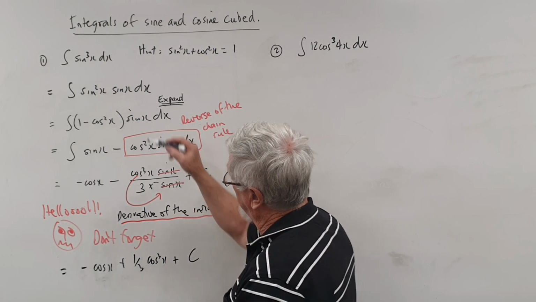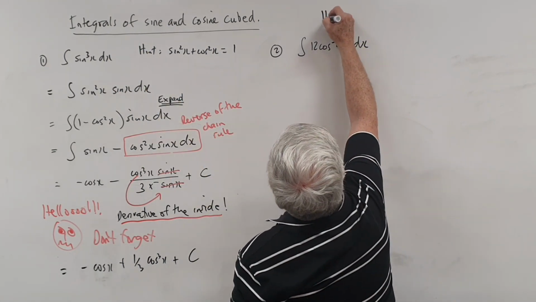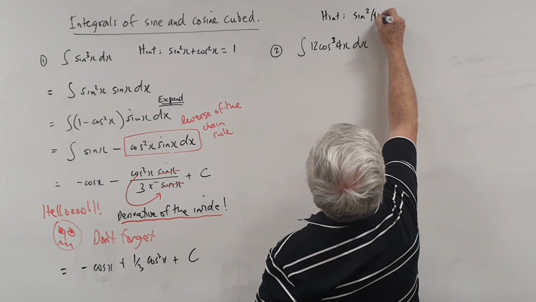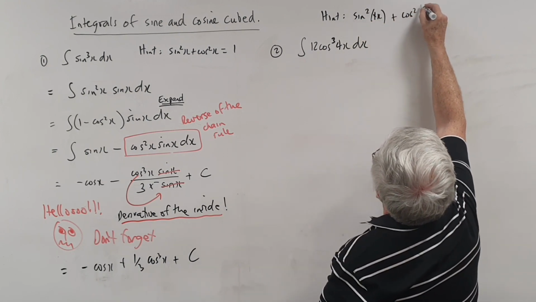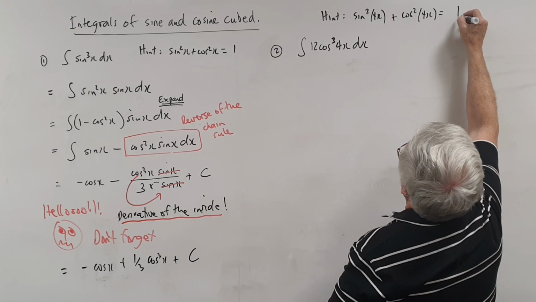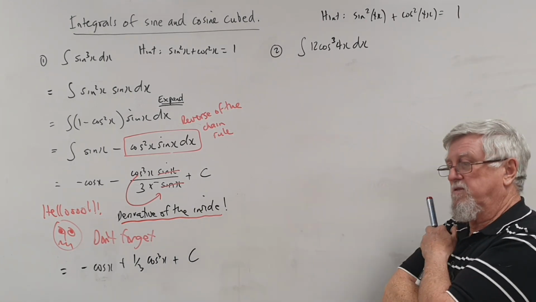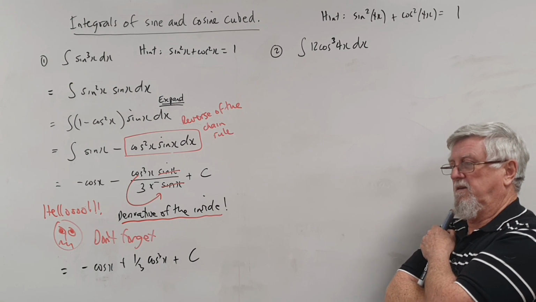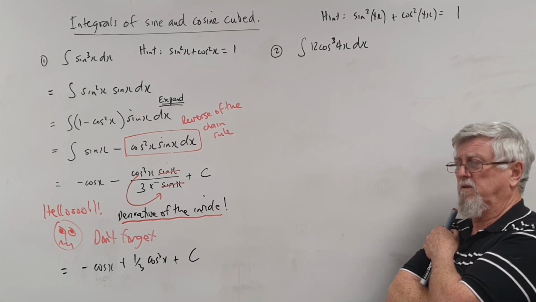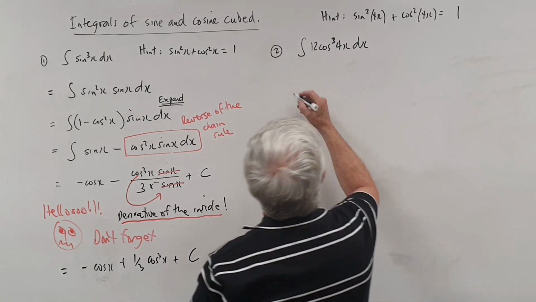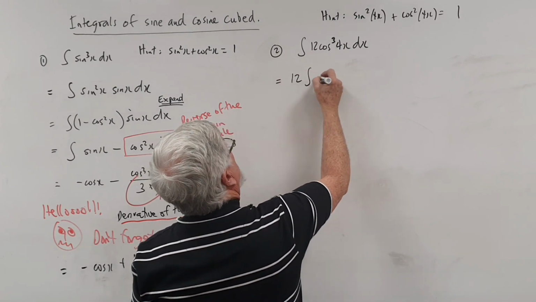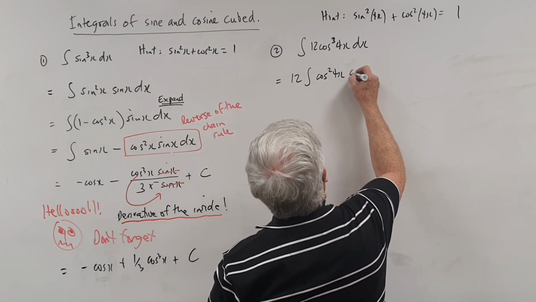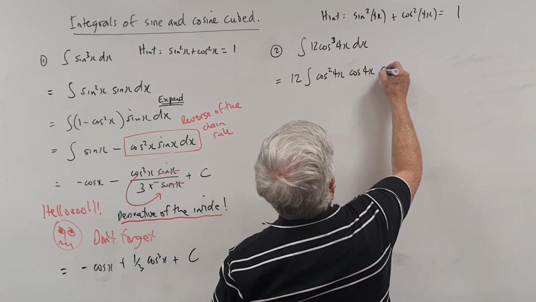If we differentiate it, we get back to the start. Now the hint: sine squared 4x plus cos squared 4x equals 1. So the same principle applies. It's yuckier. I use it all the time. You put the 12 on the outside, why? Because you can. You don't have to. You can leave it there if you want to.